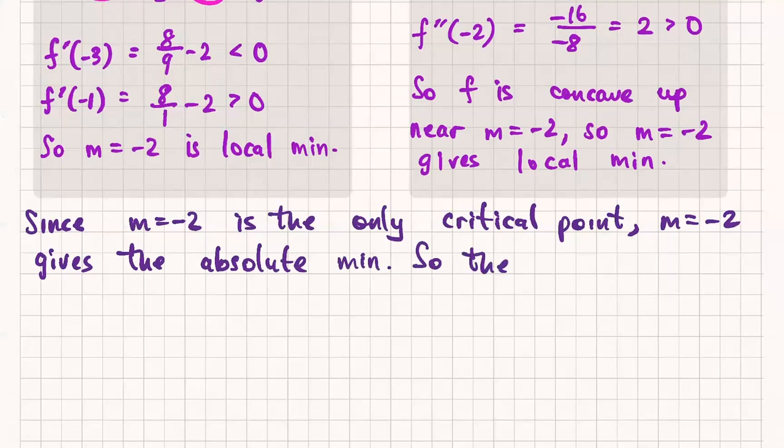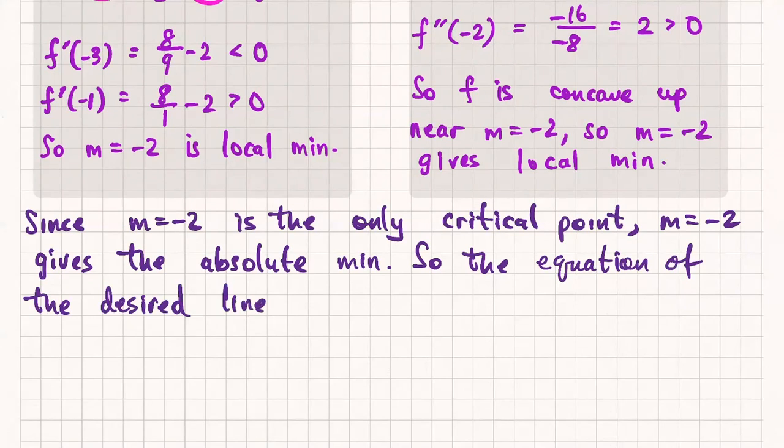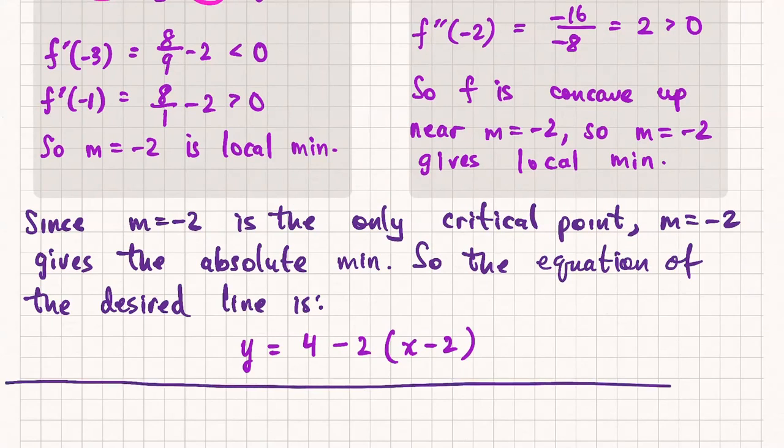So the equation of the desired line is, so the slope was -2, and it passes through the point (2, 4). So y equals 4 minus 2 times (x minus 2). So that's the equation of my line.